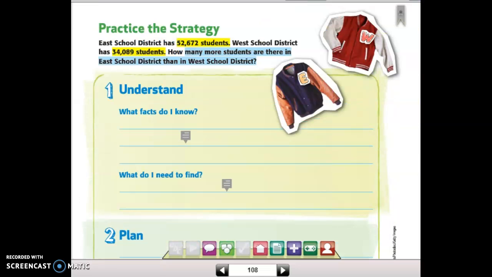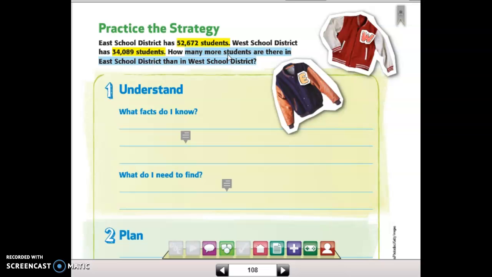Our next problem: East School District has 52,672 students. West School District has 34,089 students. How many more students are there in East School District than in West School District?